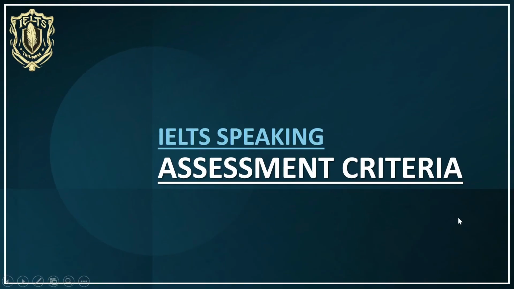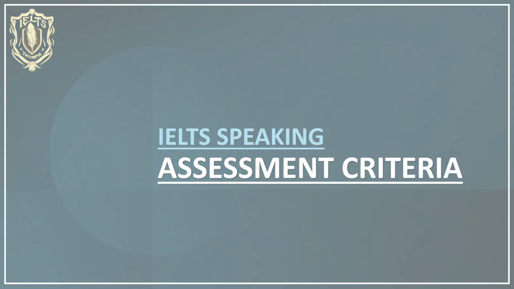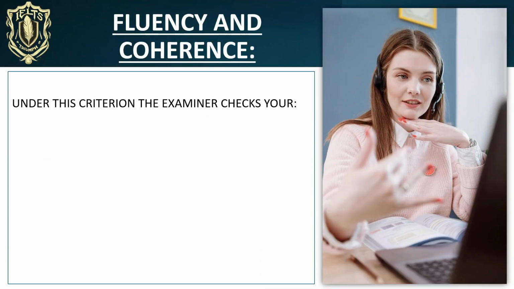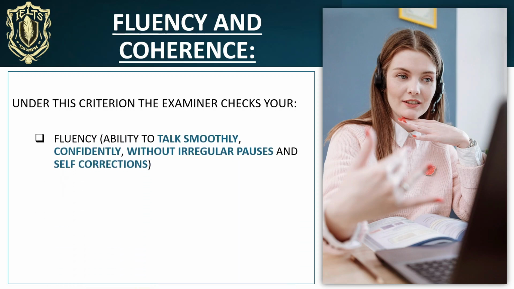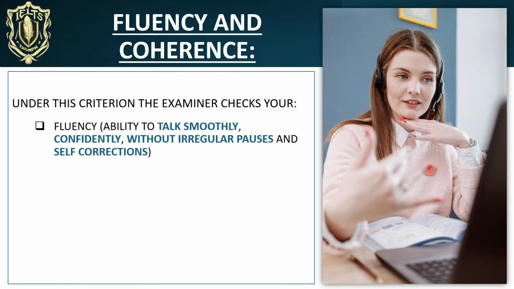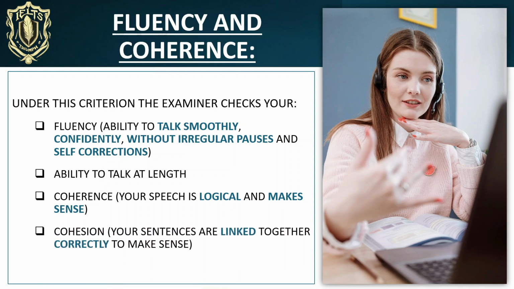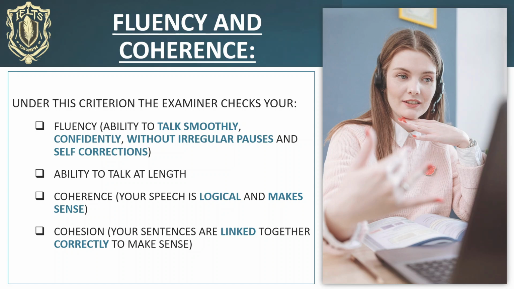Now we will try to understand the marking or assessment criteria for the speaking test. There are 4 criteria on which the speaking test is assessed: fluency and coherence. Under this criterion, the examiner checks your fluency, which is the ability to talk smoothly and confidently and without irregular pauses and self-corrections. Ability to talk at length. Coherence, which means that your speech is logical and makes sense. And cohesion, meaning that your sentences are linked together correctly to make sense.